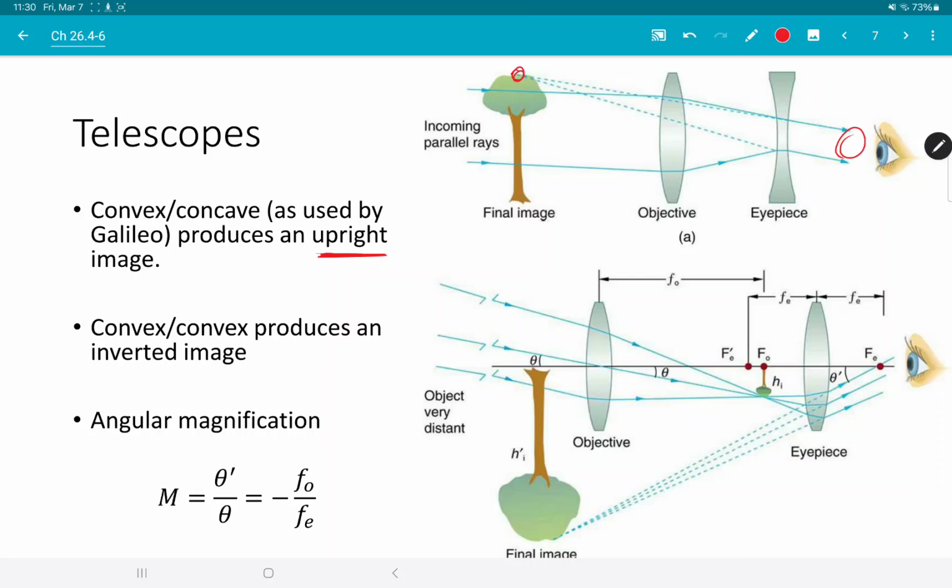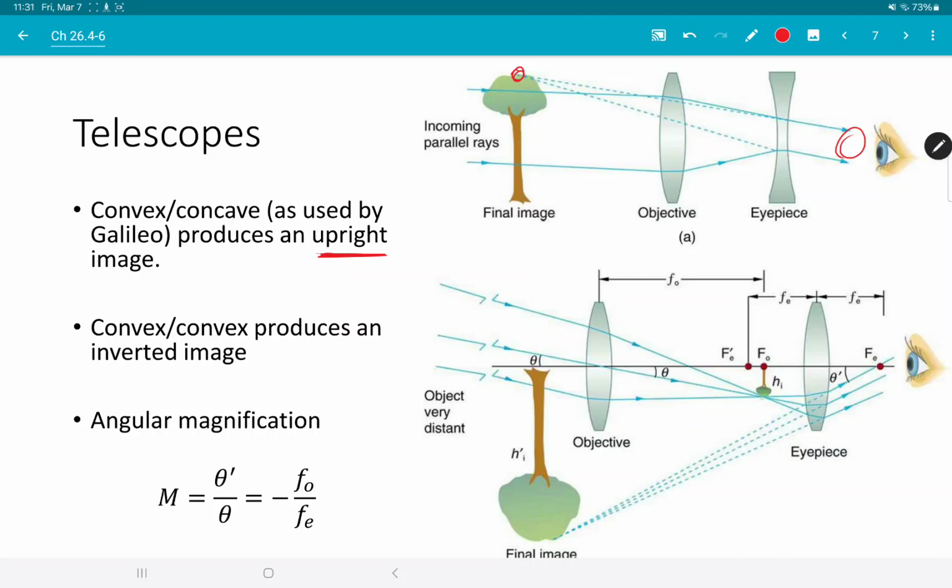But convex or diverging lenses are not always the simplest ones to make. It's actually a little bit easier to make two convex lenses. And just like what we had with the microscope, we have our light coming in. We have the image from that first lens, which is the distance to the object, in air quotes, the object of the eyepiece.